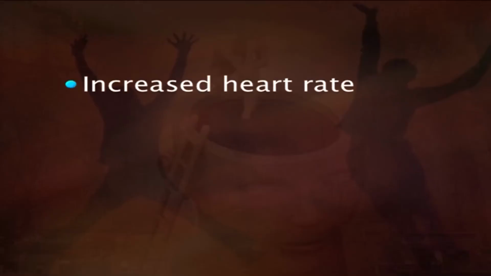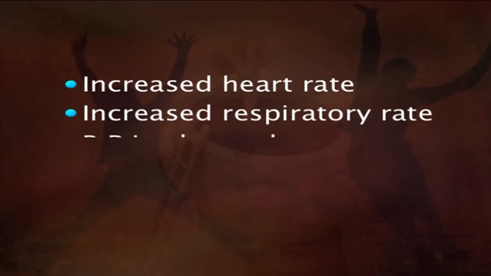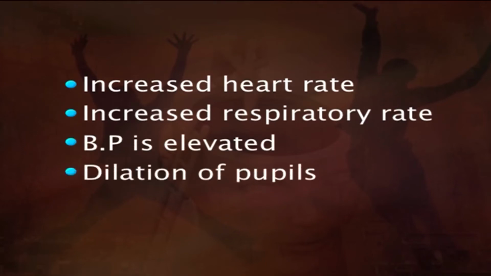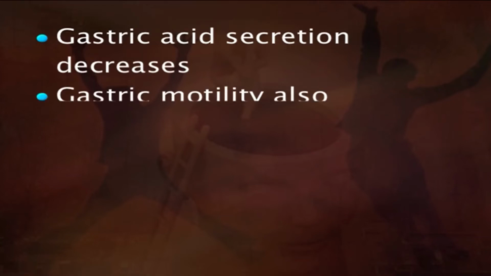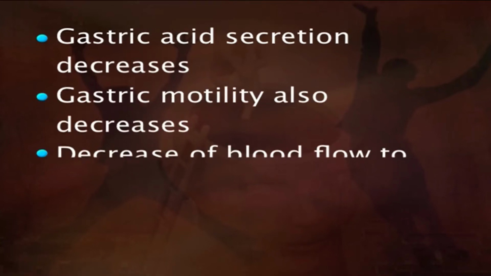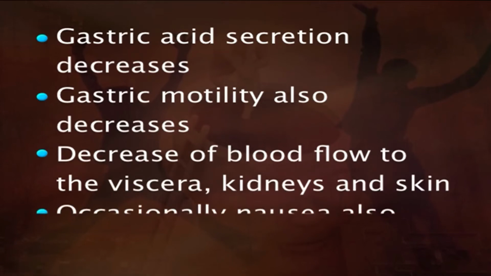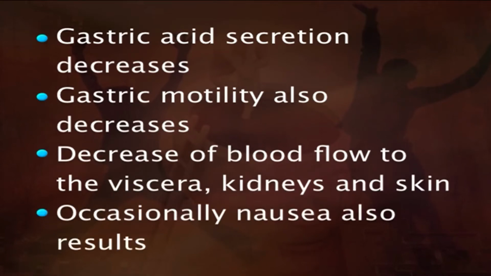Now, let us see what are some of the symptoms that are associated with acute pain. Please have a look at the slide. The list of all the symptoms or responses to acute pain are given. You can see that there is increased heart rate, increased respiratory rate, BP is elevated, and there is also dilation of pupils as a response to acute pain. In the same slide you can also see that the gastric acid secretion decreases, gastric motility also decreases, and there is decrease of blood flow to the viscera like kidneys and skin, and occasionally nausea also results.